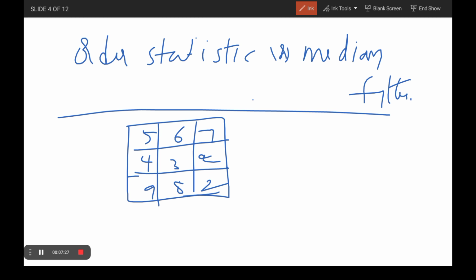If you are taking any image with a 3 by 3 mask, first the corresponding values are represented in increasing order: 2, 2, 3, 4, 5, 6, 7, 8, 9.